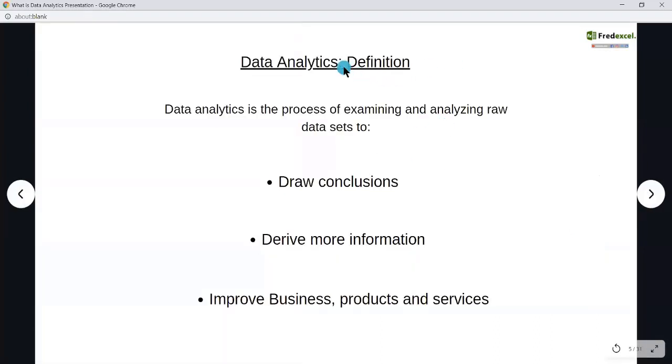Now, let's go more in depth into the definition. Data analytics is the process of examining and analyzing raw data sets. As I initially said, we need to draw conclusions from data, because if you have information, you need to analyze it to draw a conclusion from it. From it, you need to derive more information. And what are you using that for? You are using it to improve your business, product or services. As we go on, we'll pick some sample data from Amazon to really understand how they use data.